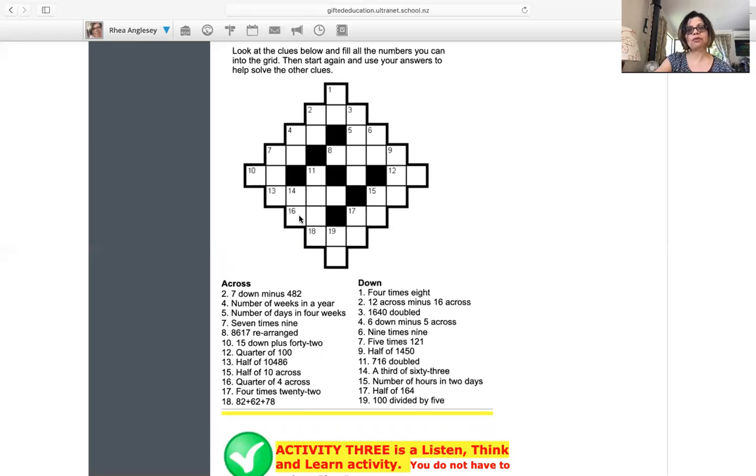So I love the fact that we have to jump around and solve other ones before we can solve these ones. So I'm hoping you're going to enjoy this one.